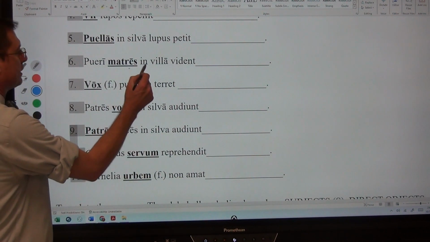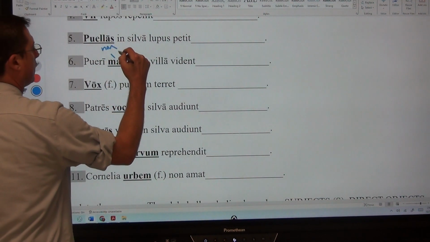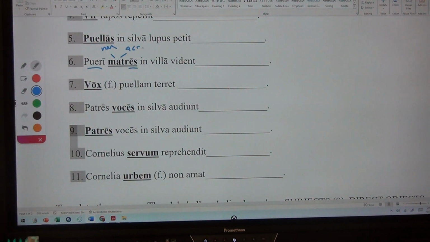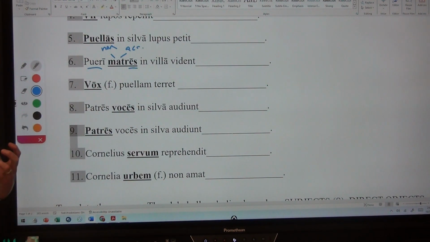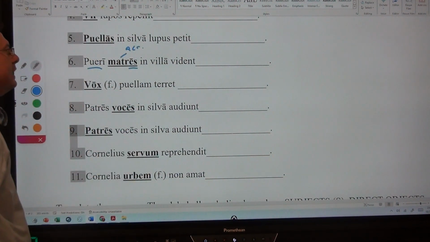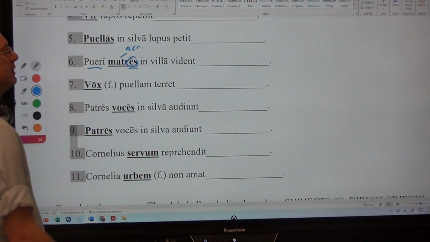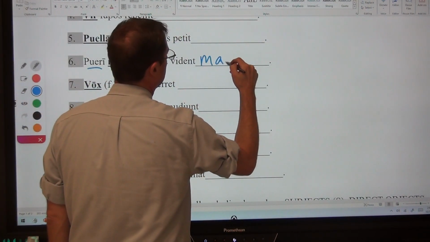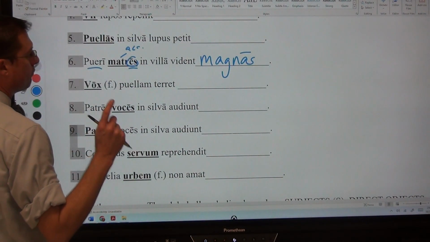We have number 6 with matres. Once again, with that long ES, it could be nominative plural, or it could be accusative plural. Well, I look at the rest of the sentence and I see pueri. Pueri has to be nominative. I can tell because of the form of that long I, and so when the boys are the ones that are doing the seeing, it must be that the moms are the accusative things that they see. So it's accusative, I know that it is plural because of the form, and it's mom, so it's got to be feminine. So again, if I were to have my chart over here, I know that it would be magnas, because that is the accusative plural feminine form.